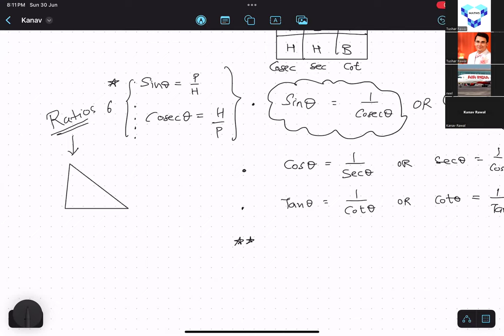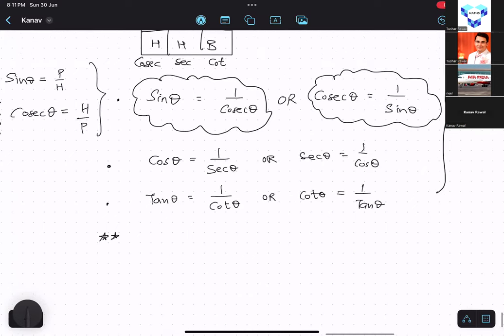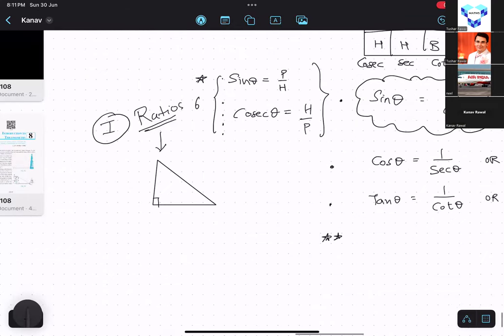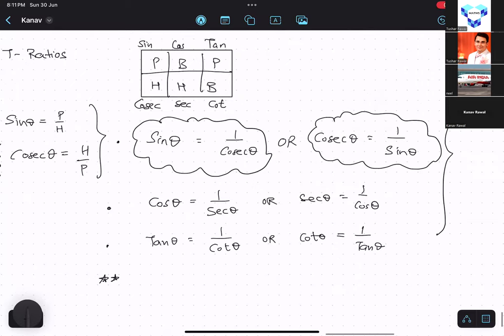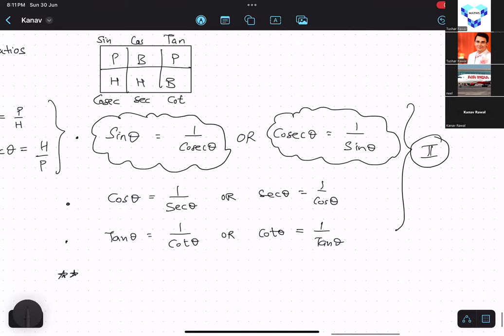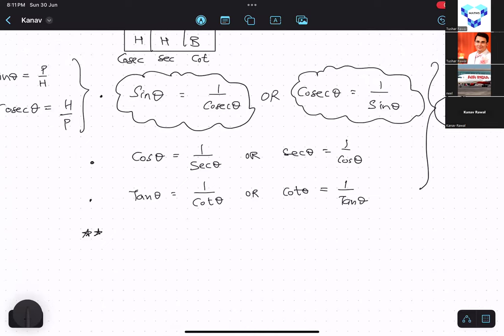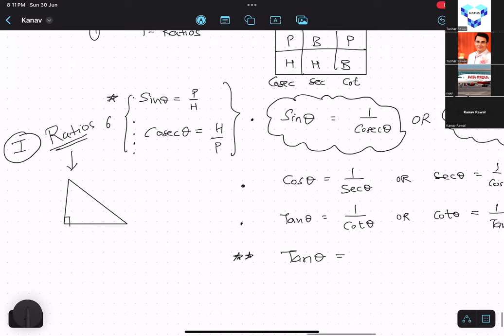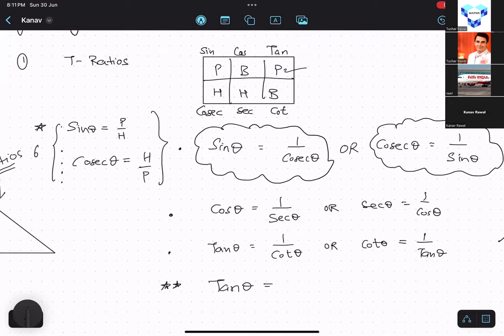So whenever a question is talking about a right angle triangle, we focus on trigonometric ratios. Now, this is the second type of formulas. You can say this is the first set of formulas. These are the second set of formulas. And in that, there is a very important formula. There is a formula for tan theta. Tan theta is nothing but, if you observe over here, P upon B. Yes or no?